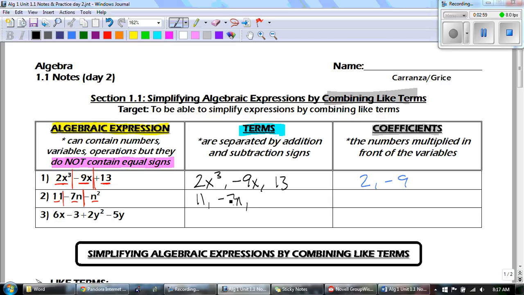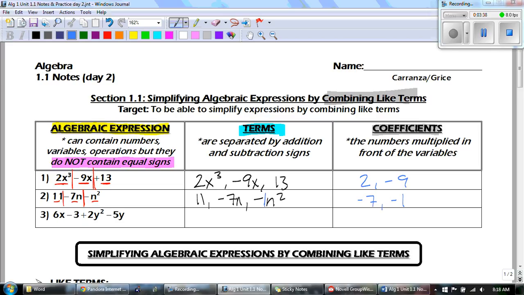All right, so -7n, and at the very end, it's a -n squared. Now, how many variables do we have? We have 2 variables, so those are my coefficients, a -7. But then what's in front of the -n squared? Remember, there's an invisible 1 there. If there's a variable and no number in front of it, there's always a 1. You can see it.